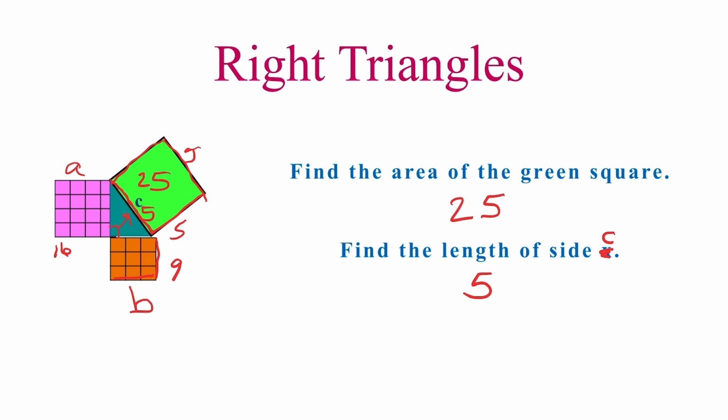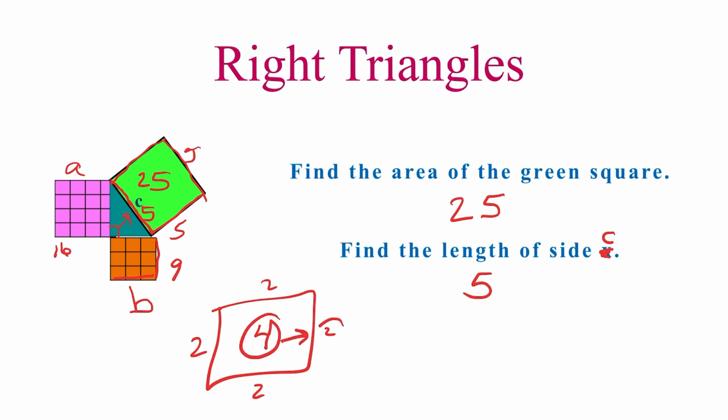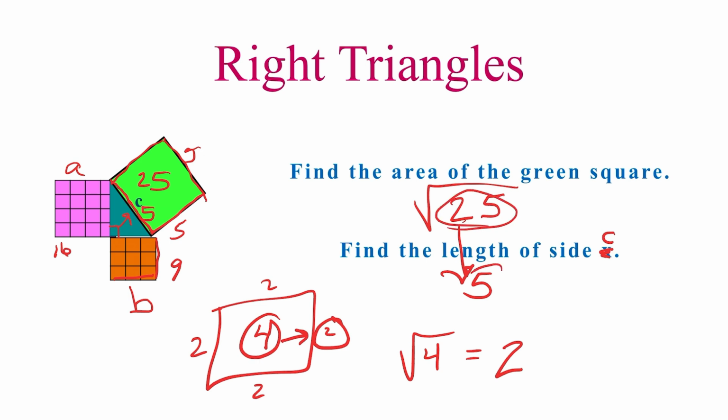When you go from the area, let's say the area of this is 4, that would mean all the sides are 2, right? If we want to go from the area to one side, we take the square root of that number. This is what the symbol looks like. And the square root of 4 is 2. So the square root of 25 is 5. So that's one side. The area is 25. One side is the square root of 25, which is 5.